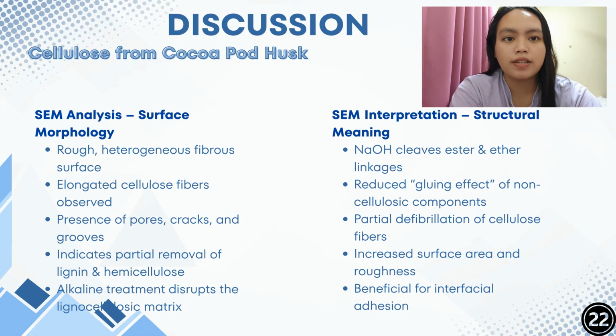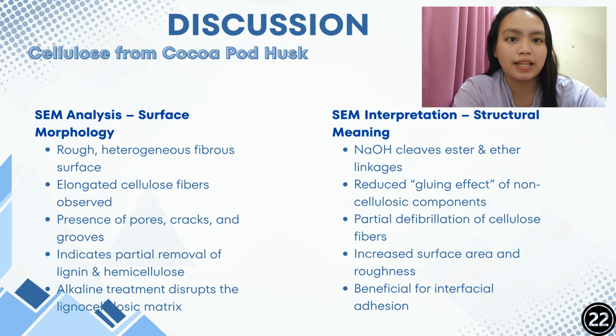The SEM analysis. SEM was used to observe the surface morphology and the structural change of the fibers after the alkaline treatments. At lower magnifications, the cellulose surface appears rough and heterogeneous, which is typical of the lignocellulosic biomass that has undergone chemical treatment. At higher magnification, such as 5,000 and 10,000, elongated and more distinct cellulose fibers can be observed, along with the pores, cracks, and surface groove.